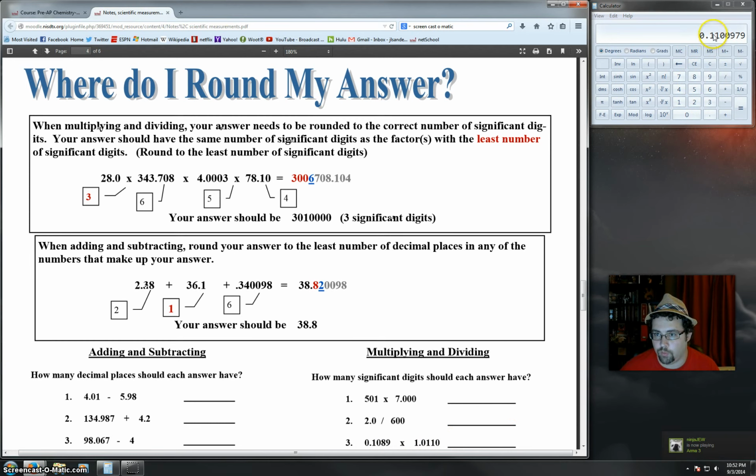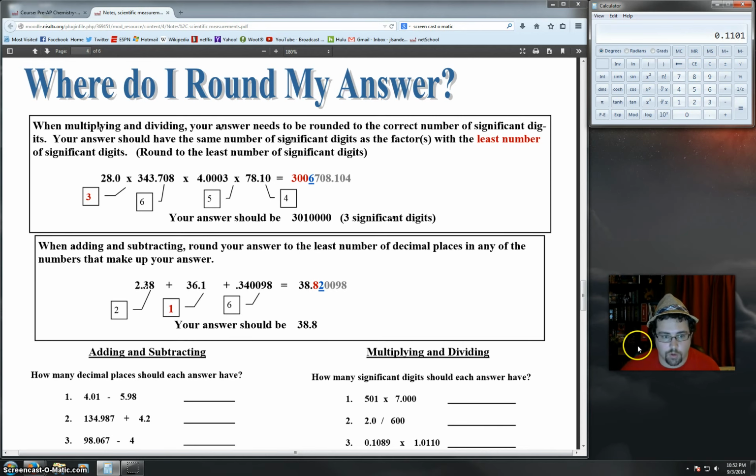So 0.1100. I'm going to look at the next number to see if I'm going to round it. Since the 9 will round up, my answer should be 0.1101. That is the answer for that.